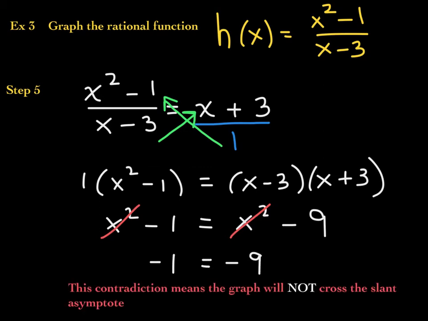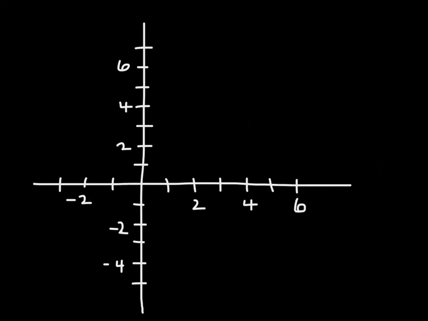All right, everybody, since it will not cross the slant asymptote, I think we have everything we need now to graph this function. Let's go. All right, let's first plot the one and only vertical asymptote, x equal to 3. Now keep in mind, everybody, this one and only one vertical asymptote splits your graph into 2 pieces. One piece over here to the left and one piece over here on the right.